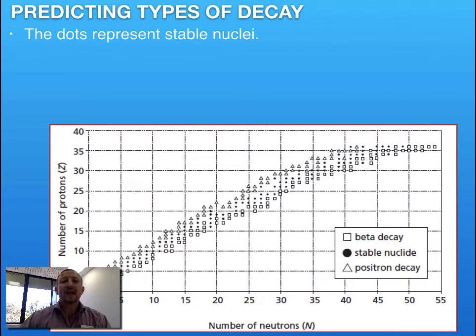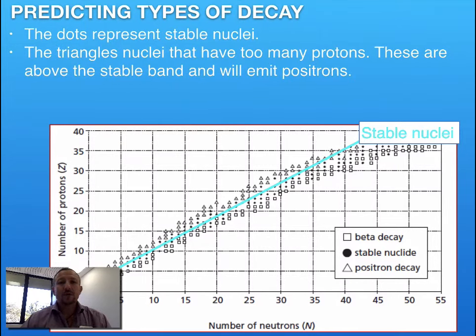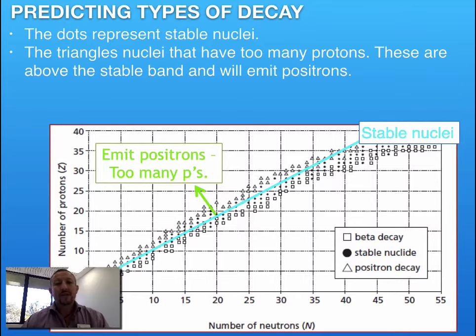So you can see here that the dots which are on the graph are going to represent our stable nuclei, and you can see that shown with the blue line. Basically, where they're together, we've got a 1-to-1 relationship between neutrons and protons. So that's what the blue line is basically stating. However, if we move and have too many protons, then what will happen is we will emit positrons. Remember, the protons will break down to produce a neutron and a positron. The positron will then be emitted.